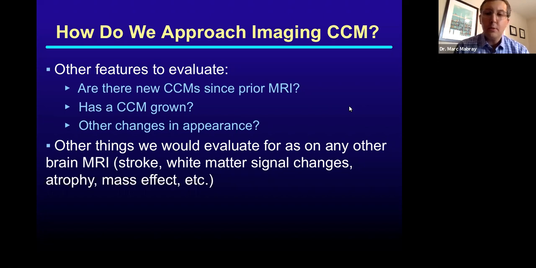And then other things that we would look for on any MRI: any evidence of a stroke, signal changes in the white matter that we very commonly see, any atrophy in the brain, mass effect, or something else unexpected.